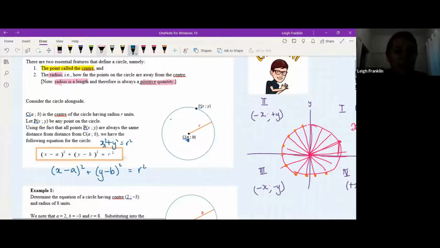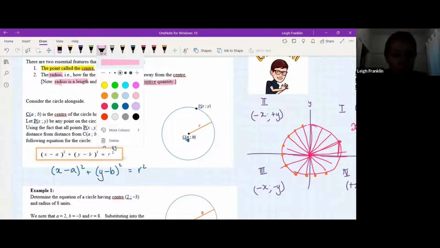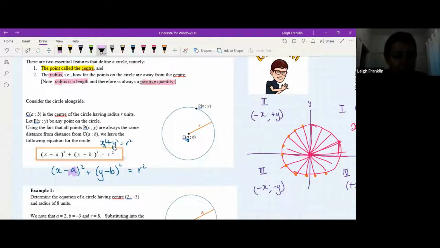So in this form, in center-radius form, it is important to note that a and b are the coordinates of the center of the circle, but they change their sign. Whilst they could be negative or positive inside the bracket, it will be the opposite sign when we are writing them down. x and y are x and y coordinates. So that would be x and y over here.